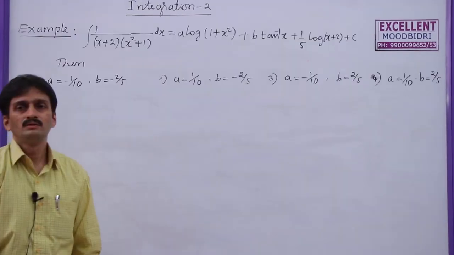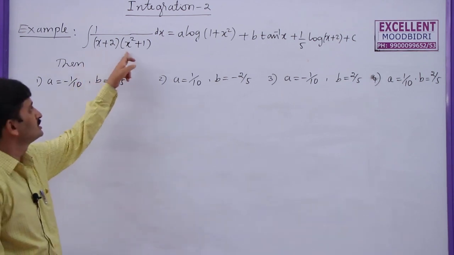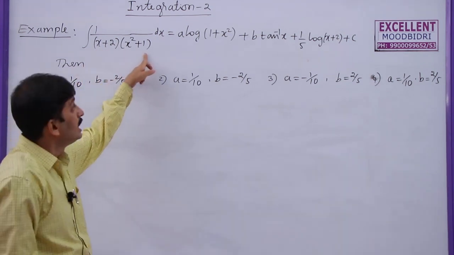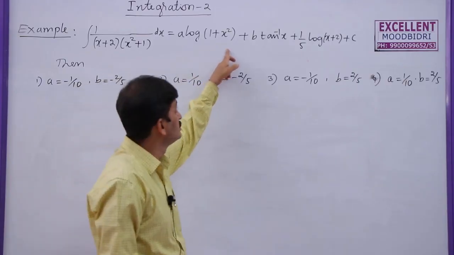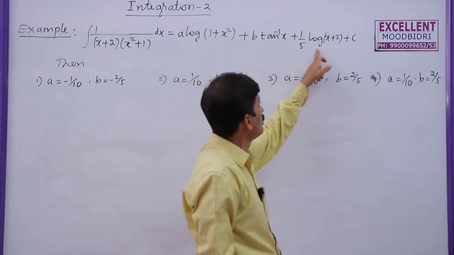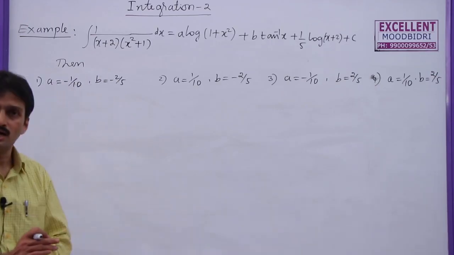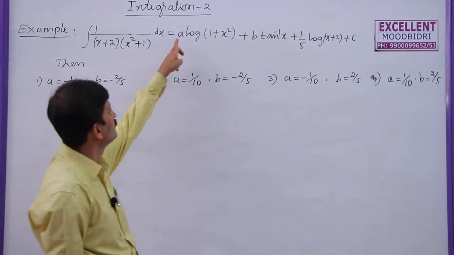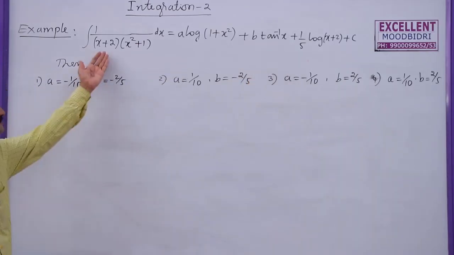Okay. Let us see one example. Integral of 1 by (x + 2)(x² + 1) equals, the answer is given: a log(1 + x²) + b tan⁻¹x + (1/5) log(x + 2) + c. Here you are asked to find the values of a and b.